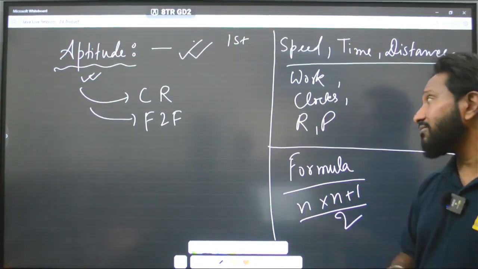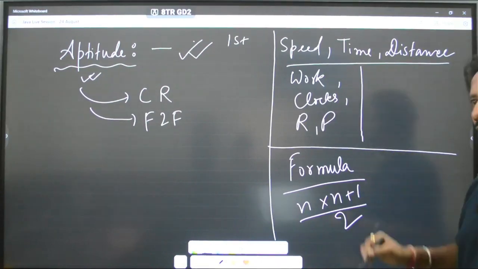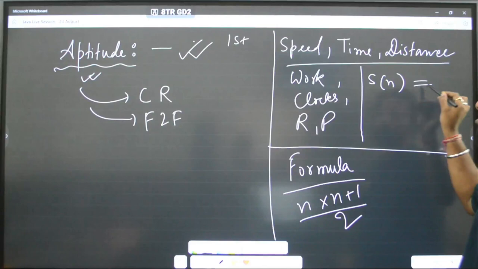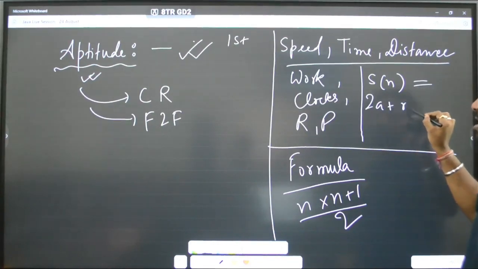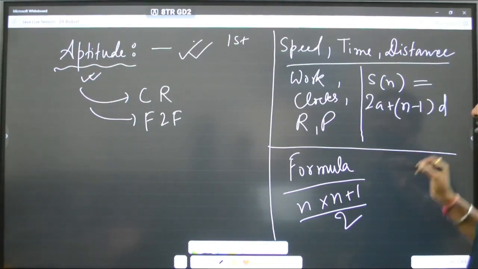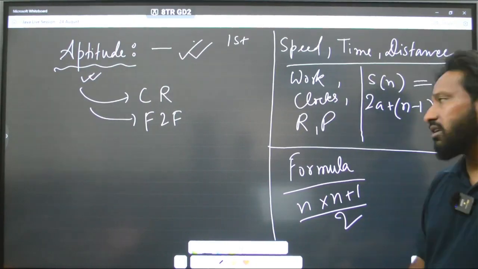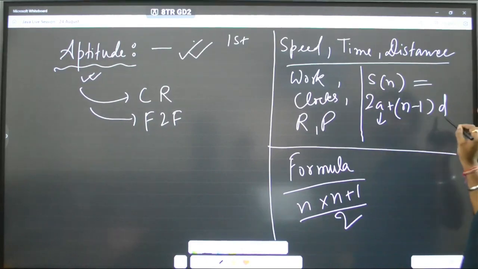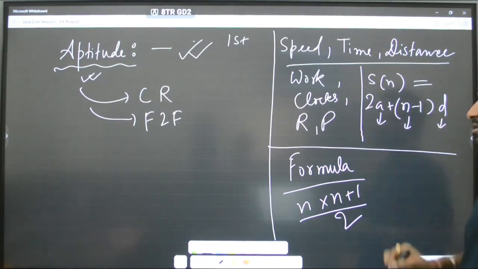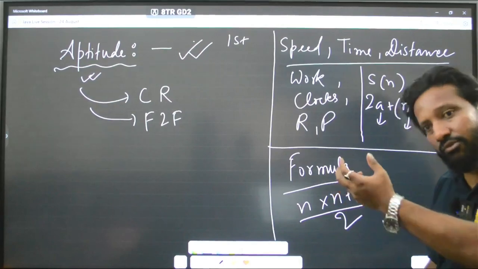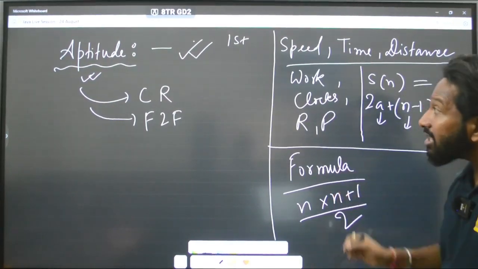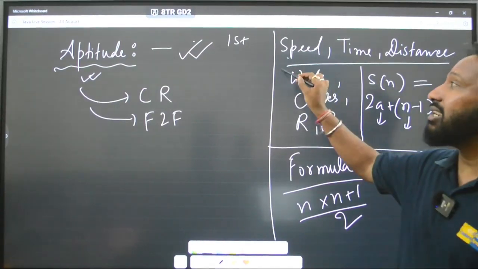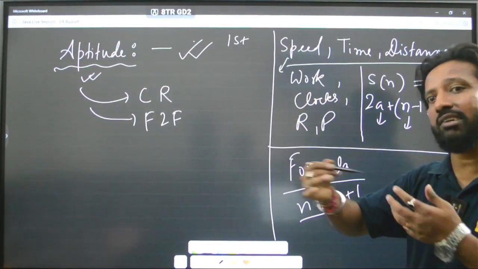Correct? Then suppose you want to find the Sn, you also write it like this. Sum of n terms is also written something like this: n by 2 into 2a plus n minus 1 into d. This is also a formula where a is the first term, d is the common difference, and n is the number of terms. So if you remember these formulas, then solving the questions will become very easy. Speed you have upstream, downstream when you are solving river problems.